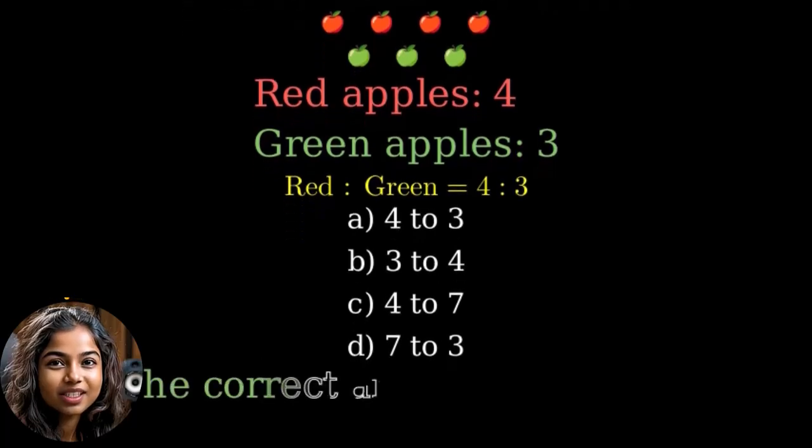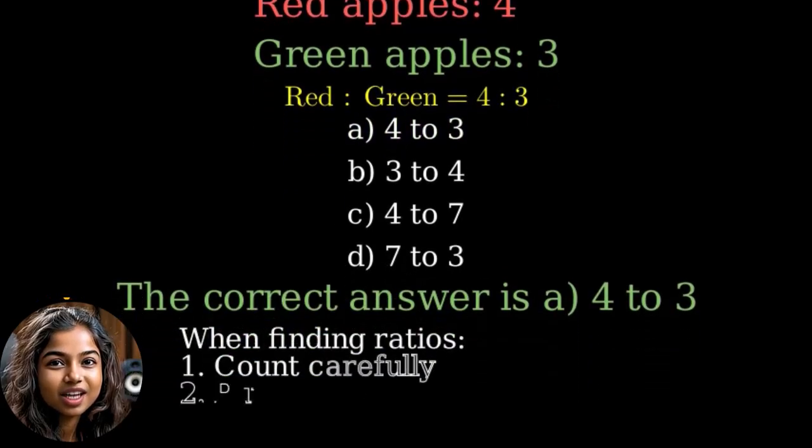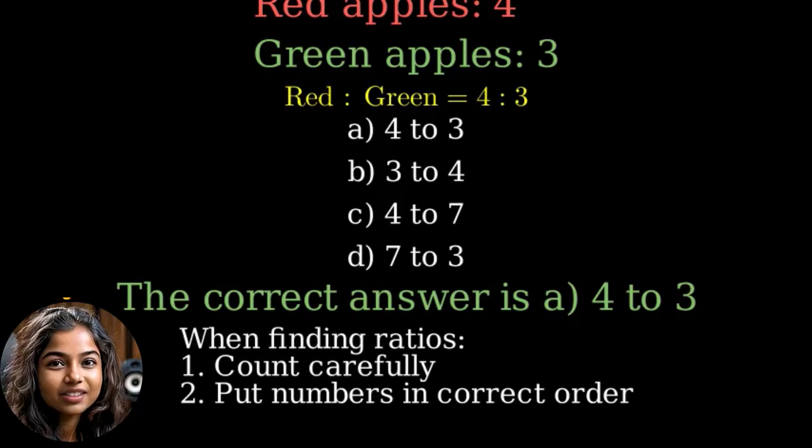Therefore, the correct ratio of red apples to green apples is 4 to 3, which is option A. Remember, when finding ratios, always count carefully and make sure you're putting the numbers in the correct order.